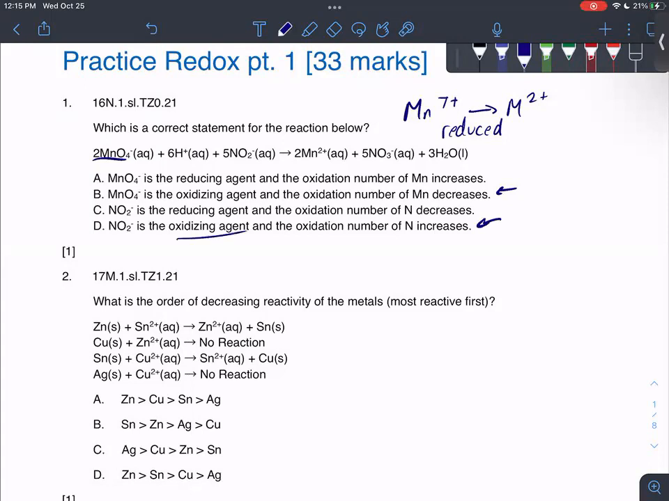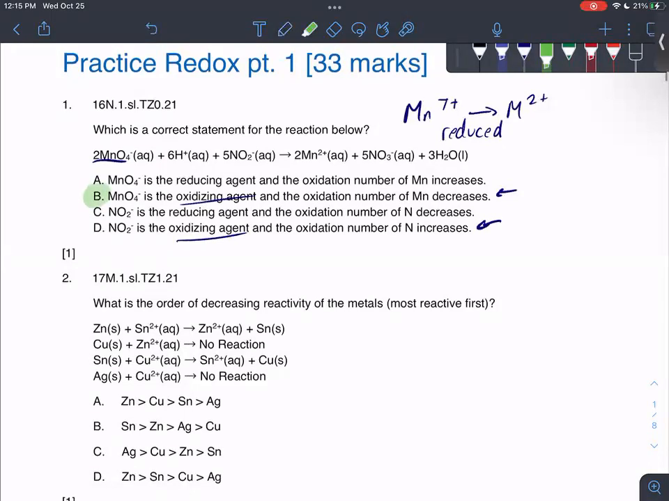Now, they both mention oxidizing agent, but remember, the oxidizing agent is the thing that is being reduced. If it is being reduced, then it is acting as an oxidizer. We know this answer is B. So, number two.